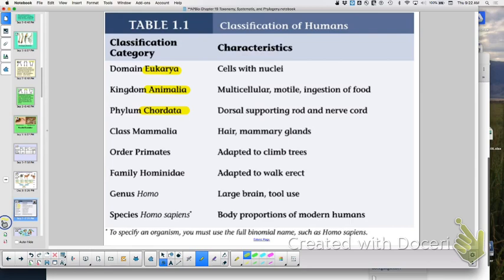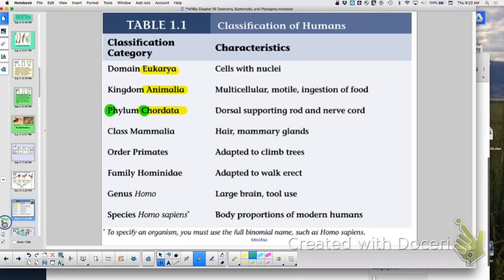Okay? So we are phylum Chordata. The way I remember that is I think PC, as in PC computer or being politically correct. That's how I remember that.